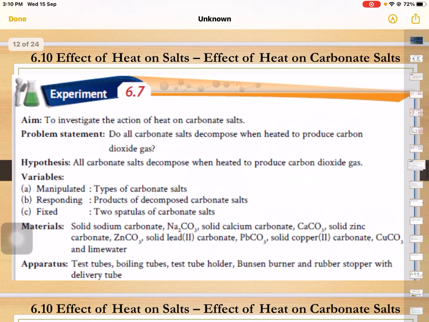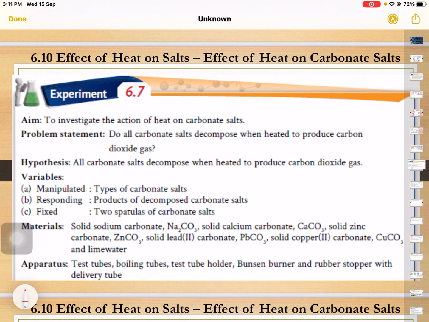Okay, so selain daripada itu, ada dua eksperimen yang dibuat, iaitu eksperimen 6.7 dengan eksperimen 6.8, yang mana bukan semua jenis salt yang akan dipanaskan. Okey, hanya carbonate salt dengan nitrate salt sahaja yang diuji. Kalau macam chloride salt dengan sulfate salt tidak dibuatlah di dalam kelas. Okay, so kita start dengan eksperimen 6.7.